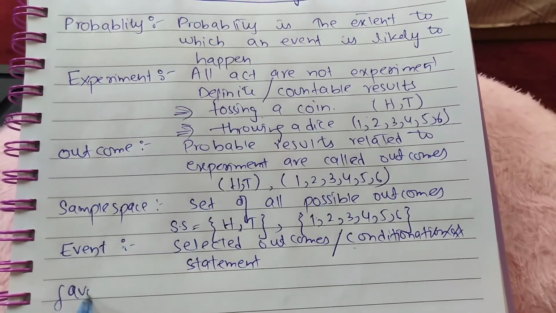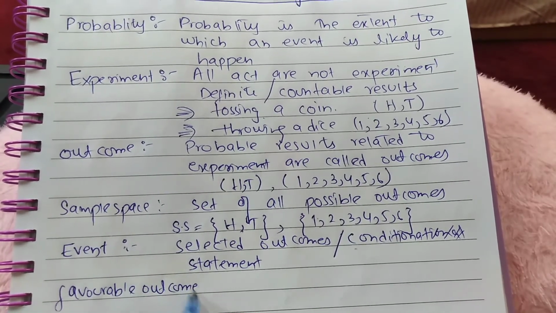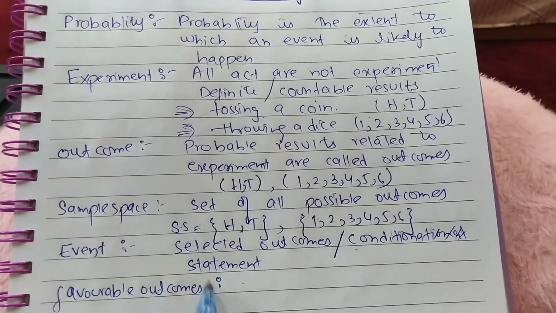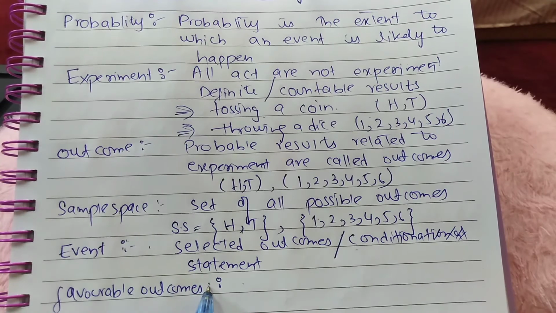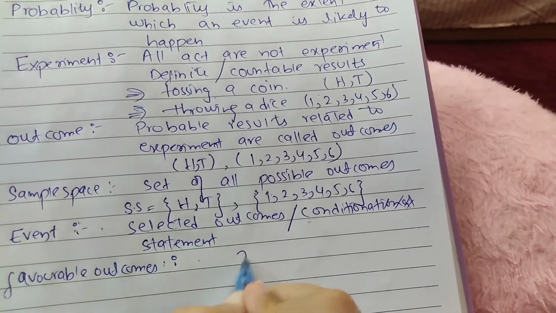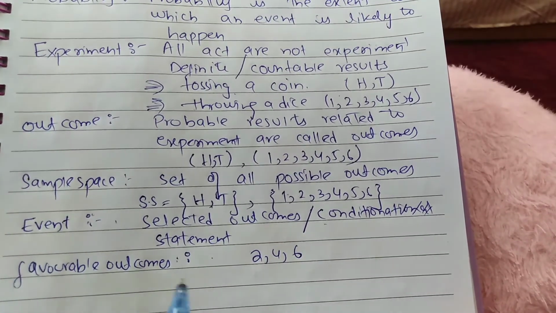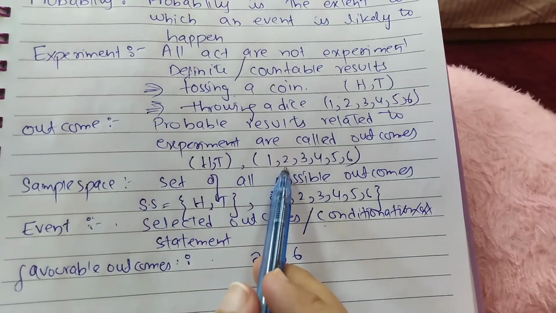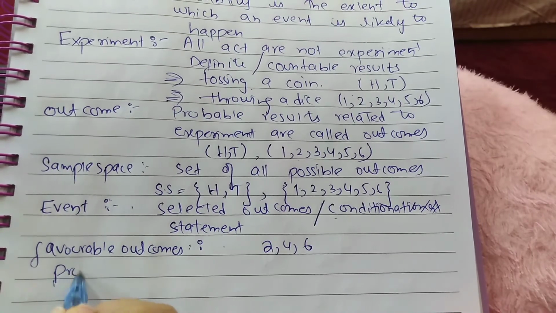Favorable outcomes. Favorable outcomes are basically results which are obtained from event. For example, by throwing a dice, how many numbers are even? So 2, 4, 6 is a favorable outcome. By knowing favorable outcome and by knowing sample space, it is very easy to find probability of any event.